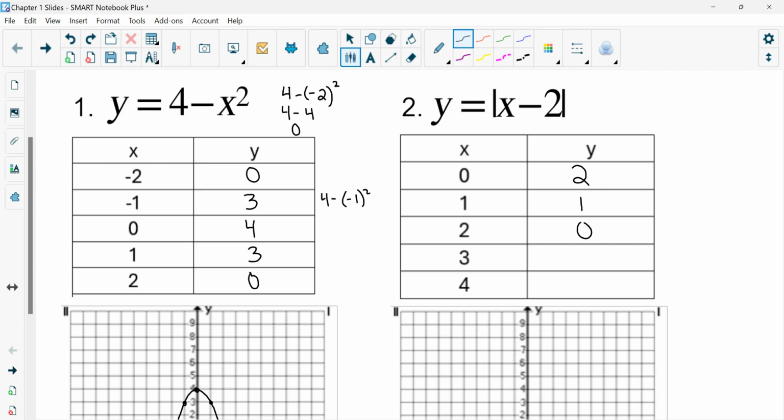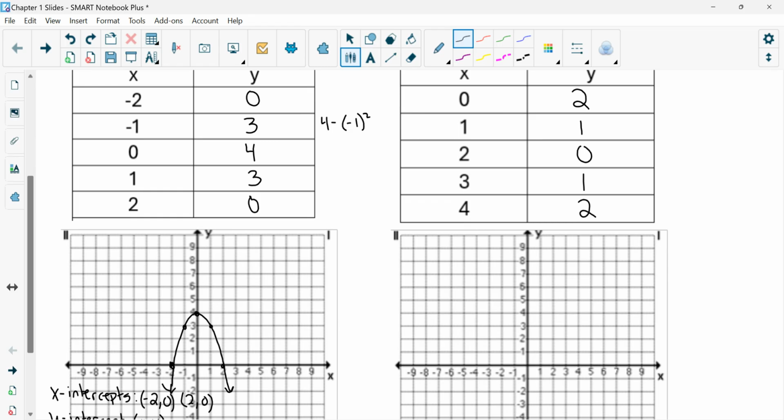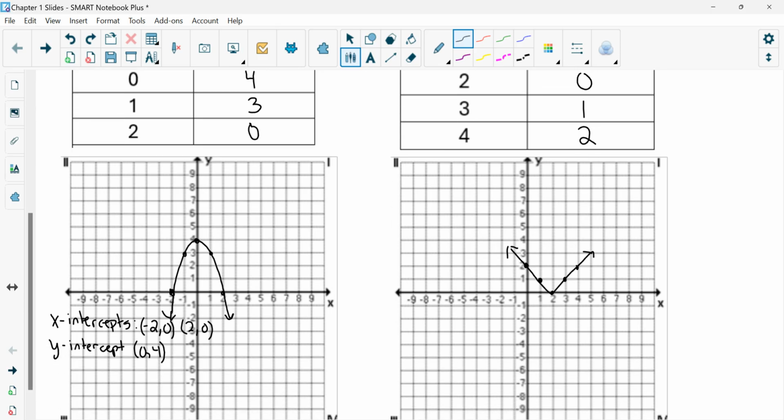Plug 3 in, 3 minus 2 is 1. Absolute value of 1 is 1. 4 minus 2 is 2. Absolute value of 2 is 2. So that makes a V shape. And again, take a second and then write your x-intercept and your y-intercept here. Once it's graphed, you can state those intercepts.